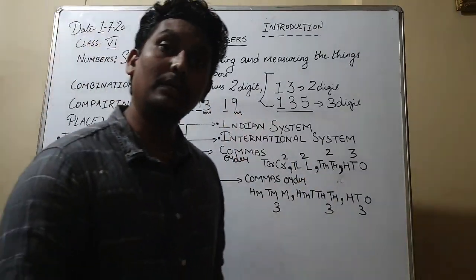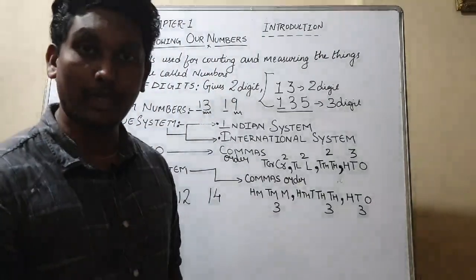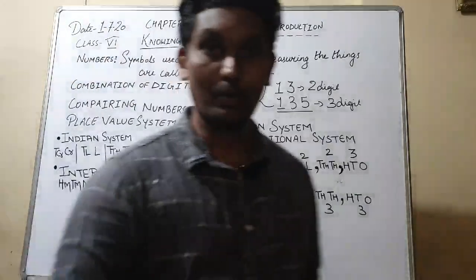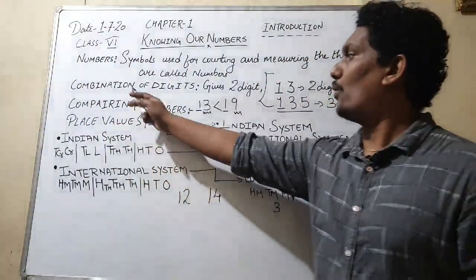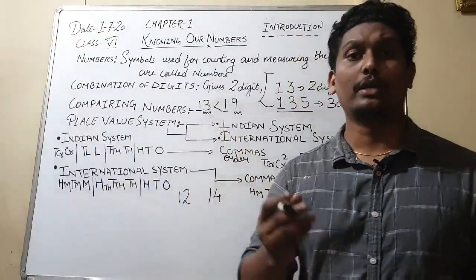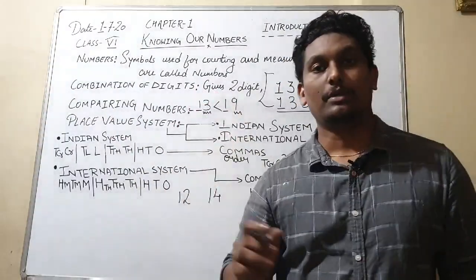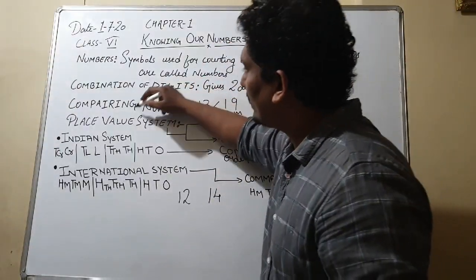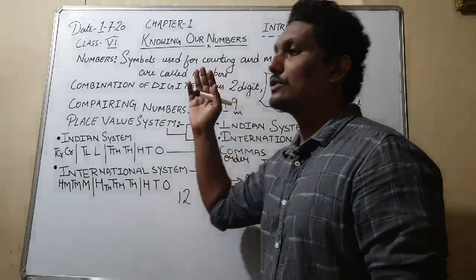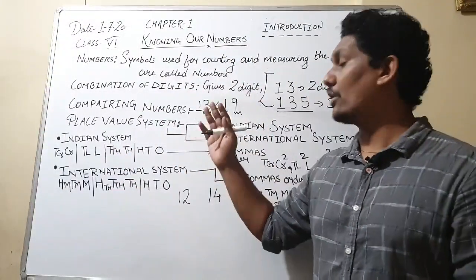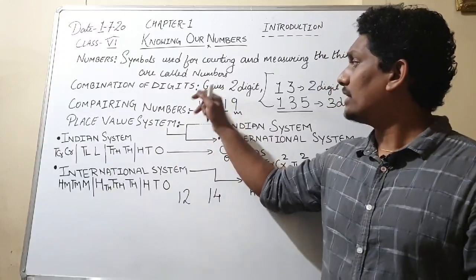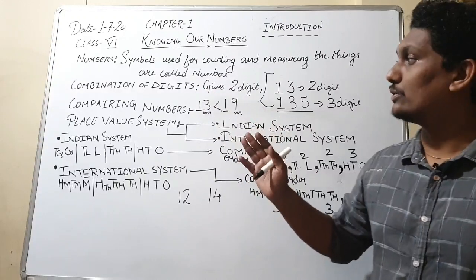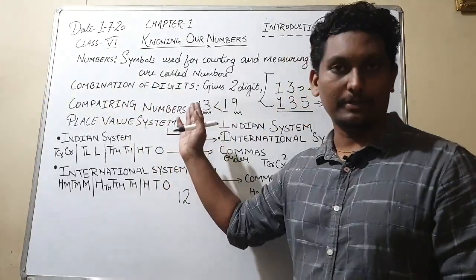So which one is greater, 3 or 9? 9 is greater. So in this way we compare the numbers. What's the advantage of comparing numbers? We can get the greater and smaller number. From the comparison of the numbers, we find that a number is smaller or greater than another number. For example, 13 is smaller than 19, or 19 is greater than 13. In this way we compare the numbers.